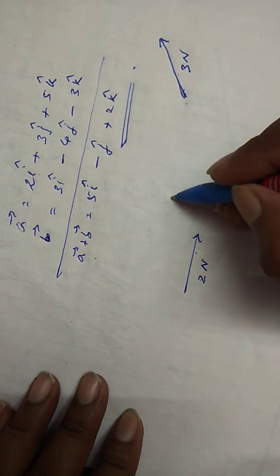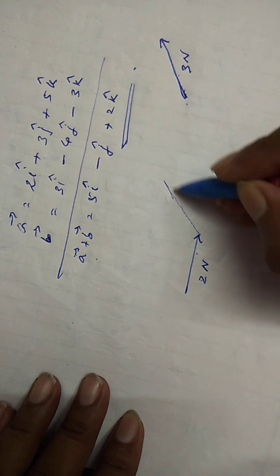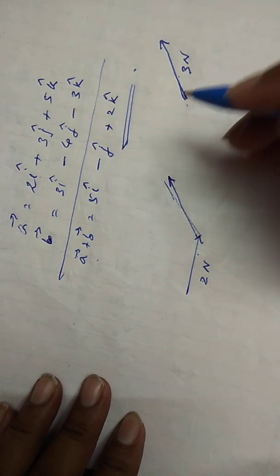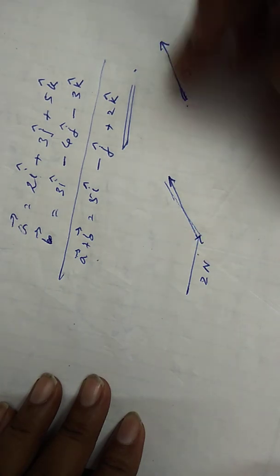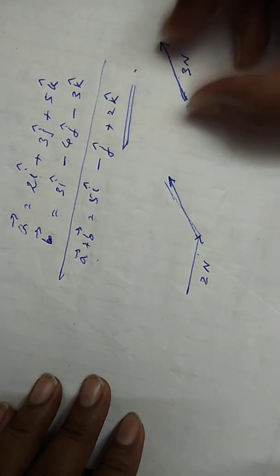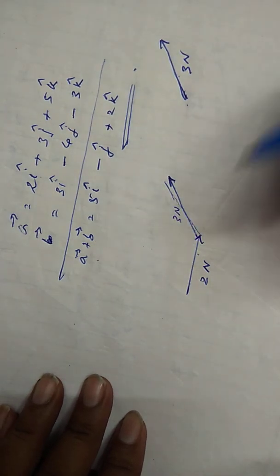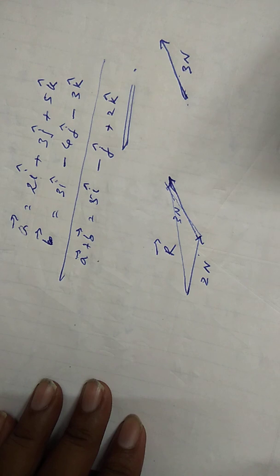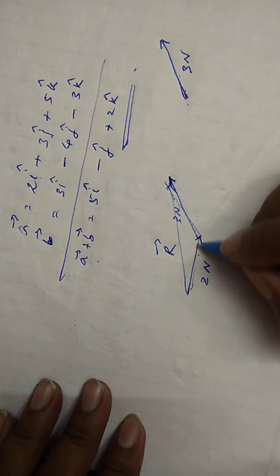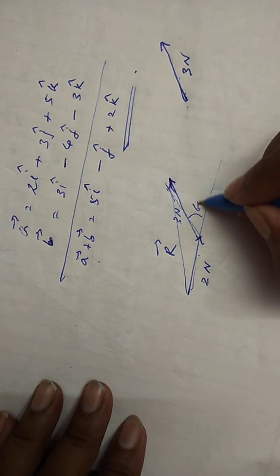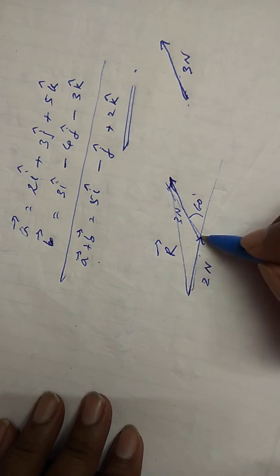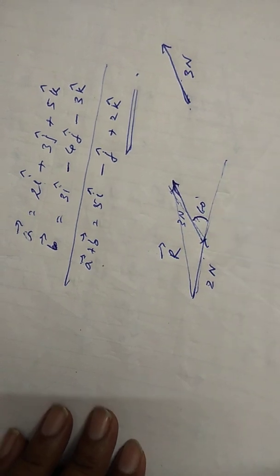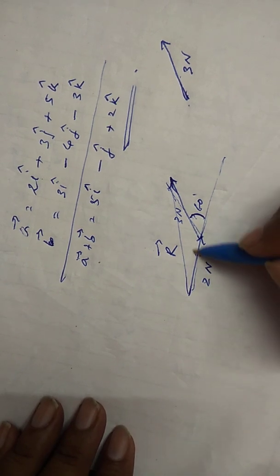So let's bring this vector here. Sorry, it should be parallel. If you bring this vector here, the length will be same, and this line must be parallel to this line, and this is your 3 Newton, and your resultant vector R is this. Suppose the angle between these two vectors is 60 degree. To get the angle, you have to produce this vector forward, and this is the angle between these two vectors, not this angle.